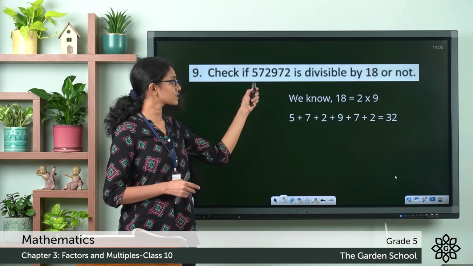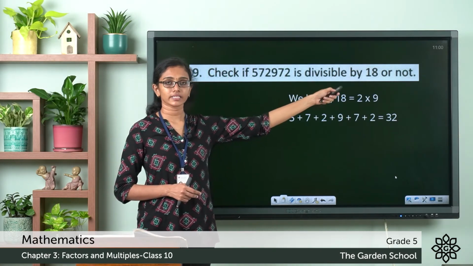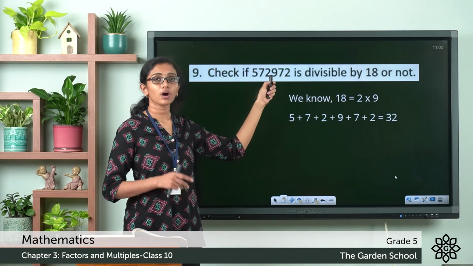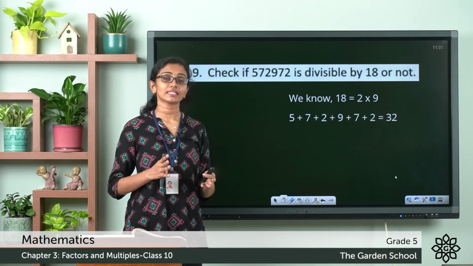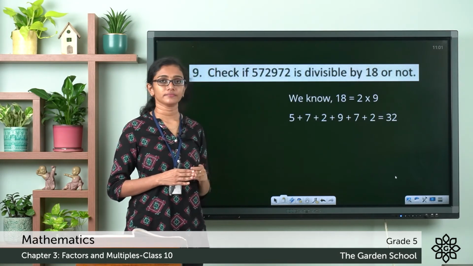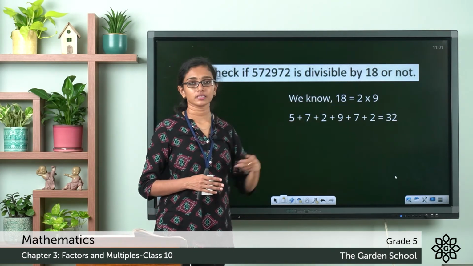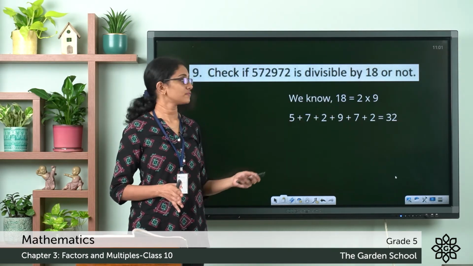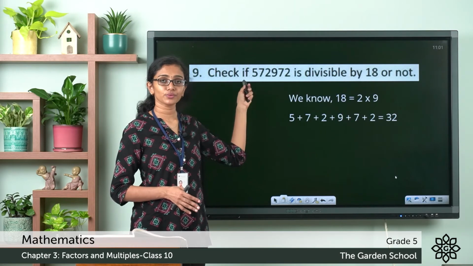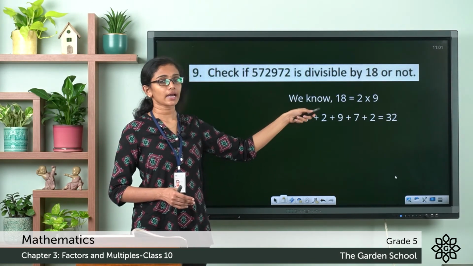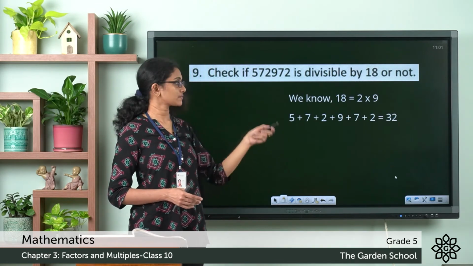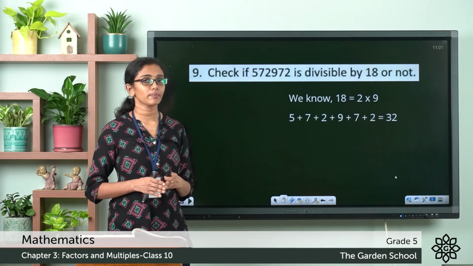That is, if this given number is divisible by 18, then this number will also be divisible by the factors of 18. So here, let's consider two factors of 18, that is the factor 2 and the factor 9. Now let's see if the given number is divisible by 2 as well as 9. If the number is divisible by both 2 and 9, then it is possible that it is divisible by 18. So is it divisible by 2?